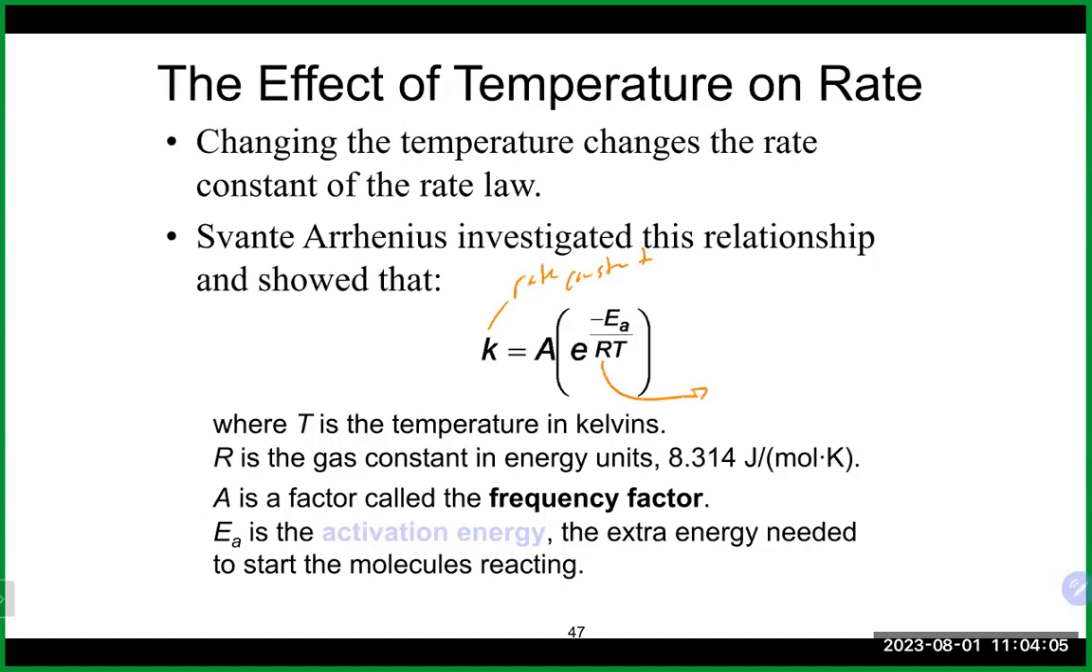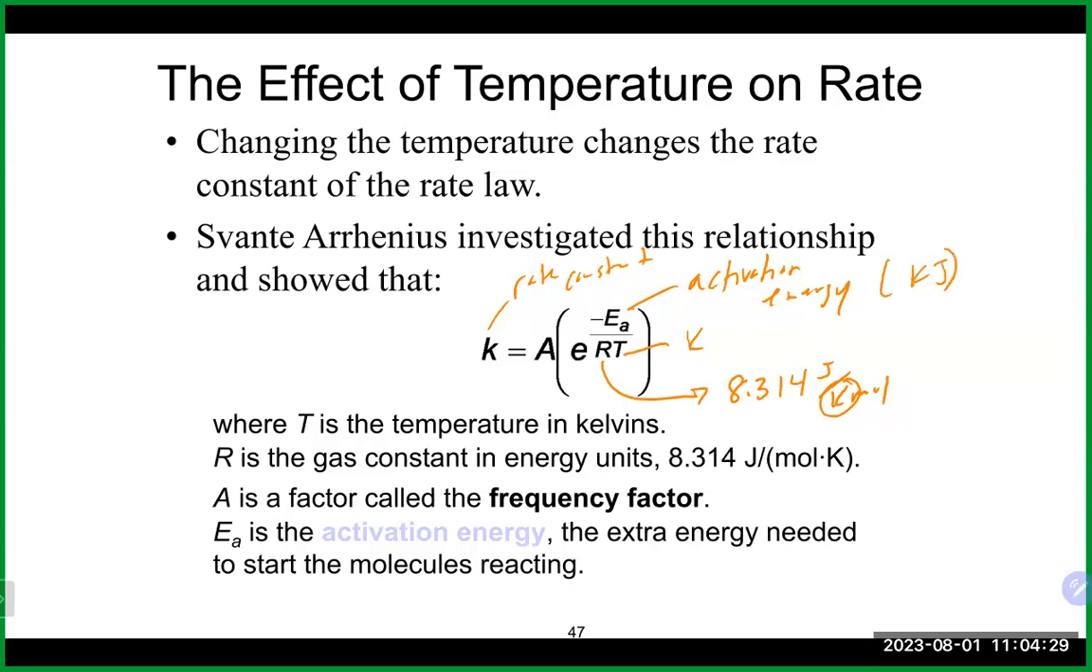That is R, but it actually is the one that has energy, not the one we use for the gas law. So it is this version of R, the 8.314 joules per Kelvin per mole. That is our temperature, which does need to be in Kelvin because of R being in Kelvin. And that is our activation energy. Usually activation energy is given to you in kilojoules.